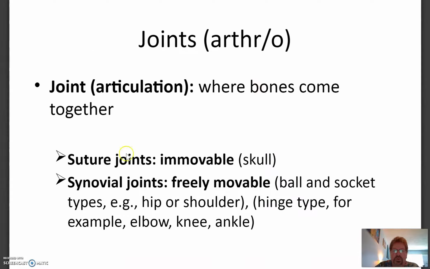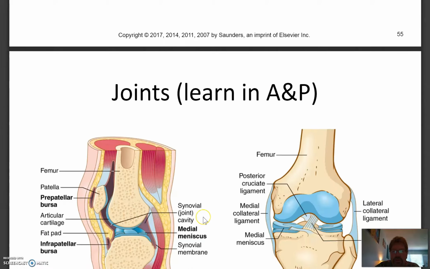Joint articulation, where bones come together. Suture joints are immovable, like the skull. In the adult, the bones of the skull are fused together tightly. Synovial joints, I mentioned those a moment ago, are freely movable, like the ball and socket of our shoulder and hip, the hinge of our elbow, etc. Synovial joints are quite complex.